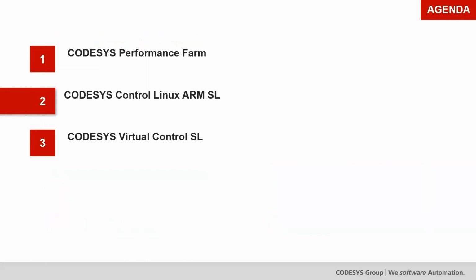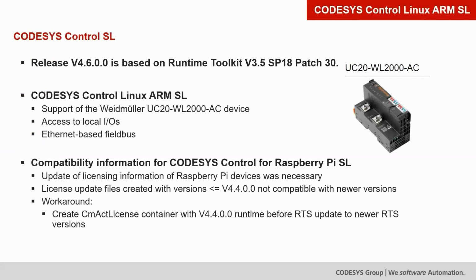Let's come to the next block. It's the Control Linux ARM SL. Here we have some improvements to announce. One is we'll do a release version 4.6 in the middle of October, and it will be based on the new Runtime Toolkit version 3.5 SP18 patch 3. We will support a new device from Weidmuller. It will have local IOs and Ethernet-based fieldbuses, so Profinet, EtherCAT, and EtherNet/IP. And it will be supported by our standard product, the CODESYS Control Linux ARM SL.